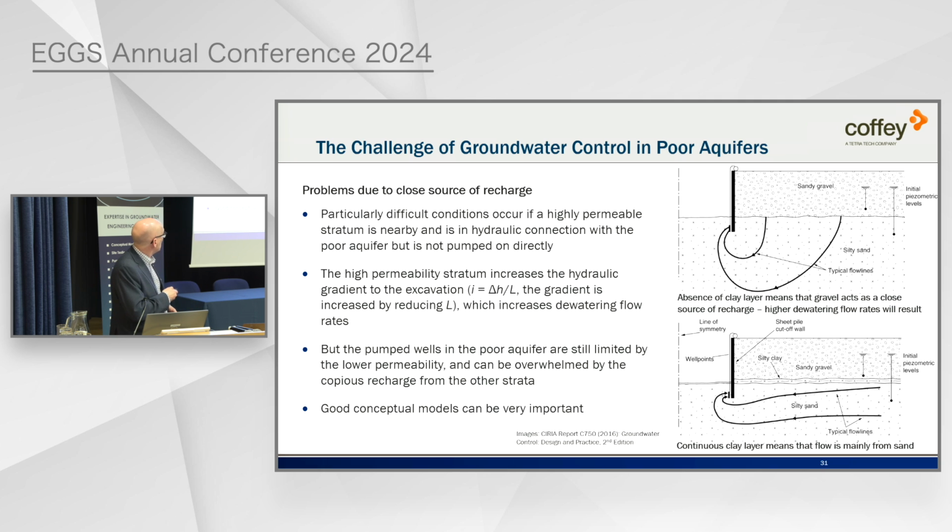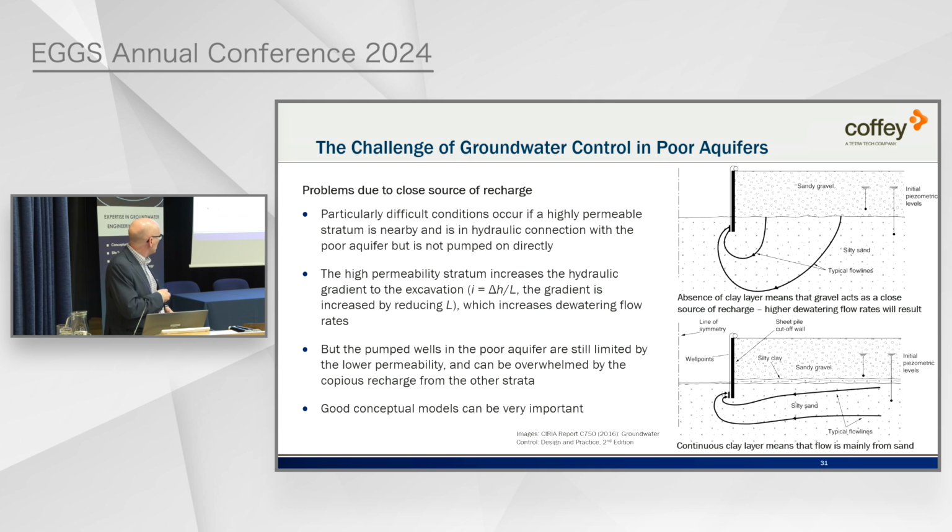But if the gravels are in direct hydraulic connection with the sand underneath it, you've got a shorter flow path, you've got a higher hydraulic gradient. So essentially there's more water available to this area here, but our wells are limited by the material they're installed in. And I've known a number of projects where the actual dewatering wells have been installed in what I would call a poor aquifer and have not been effective. And it's often turned out that there's been a nearby source of recharge that's not been identified. And so the conceptual model is fundamental to this.